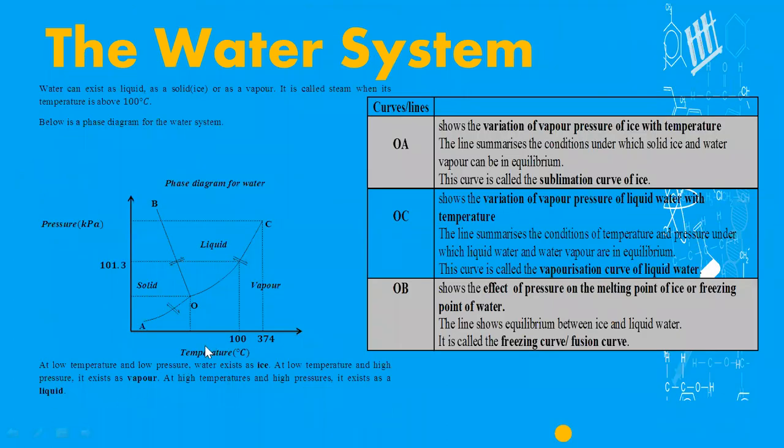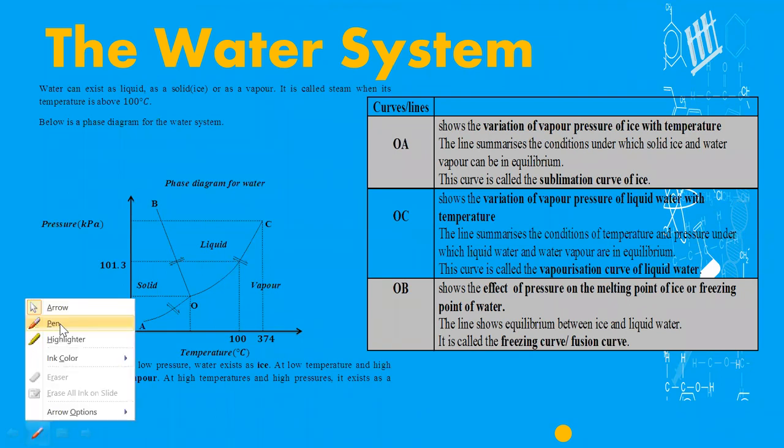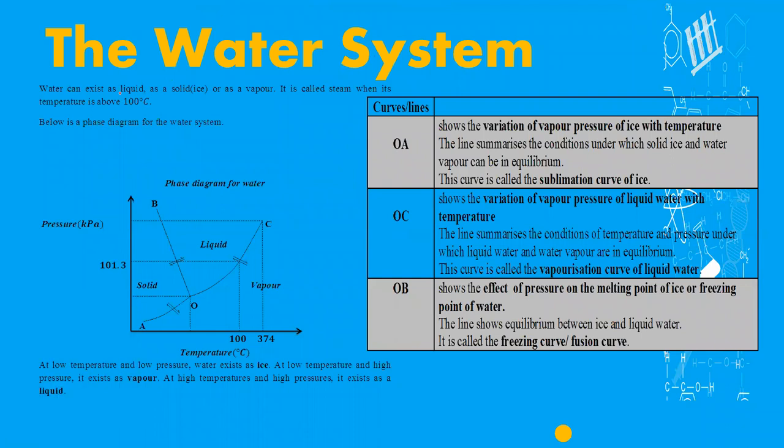Here is the water system, our first system. You are all aware that water can exist as a liquid, it can exist as a solid in form of ice, it can exist as a gas, water vapor. Now, some of you don't know the difference between water vapor and steam.